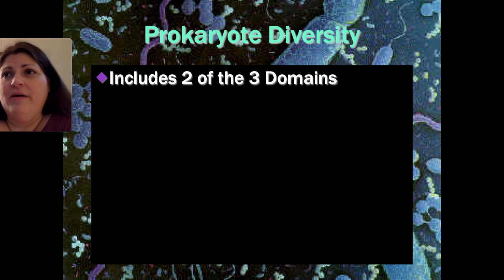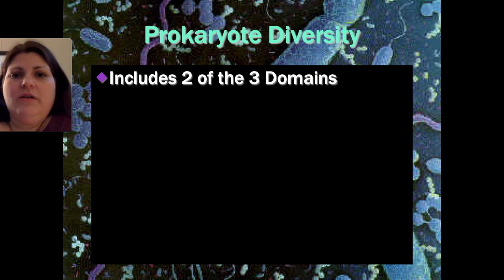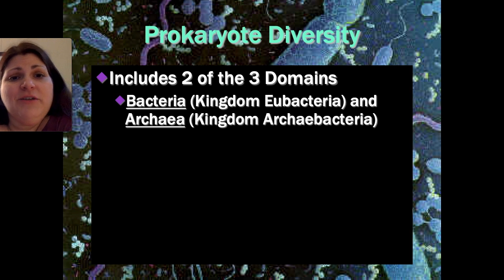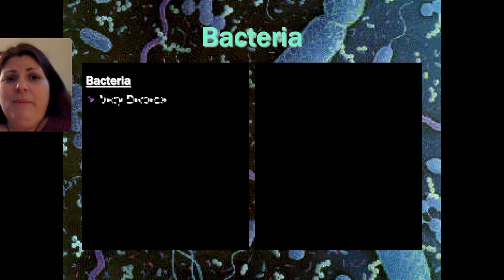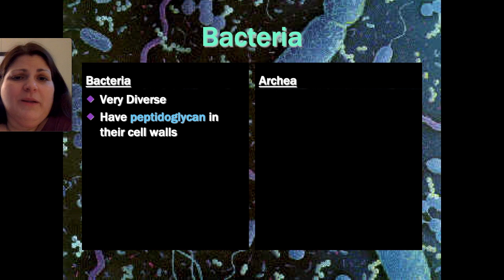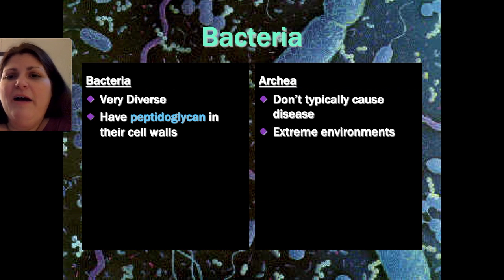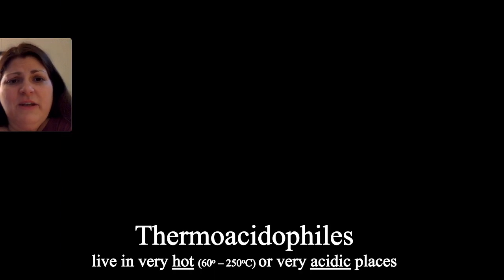They take up two of the three domains of life, where of course the third one is eukaryotes, and all eukaryotes would fall into the eukaryote domain. The two domains that we're concerned about today are bacteria and archaea. Remember that bacteria are very diverse. They have peptidoglycan in their cell walls, and archaea typically don't cause disease, so we're not going to focus on them much today. They lack that peptidoglycan, and we classify them based on the kind of environment they live in. So they could be thermophiles, halophiles, or methanogens.